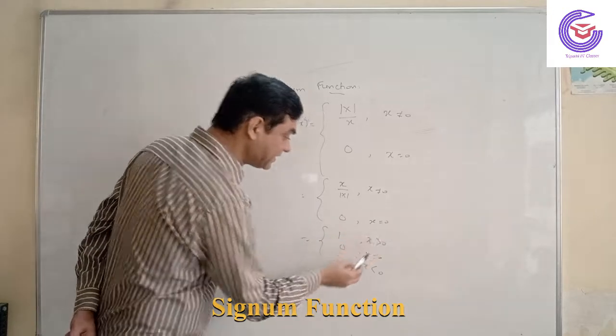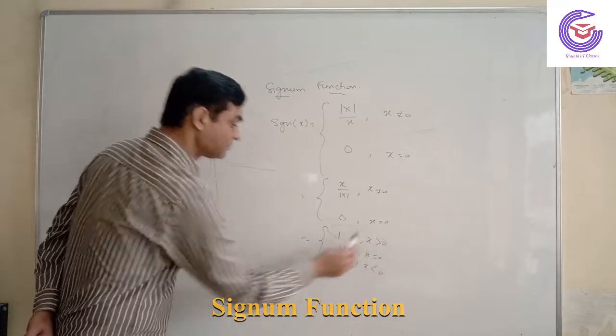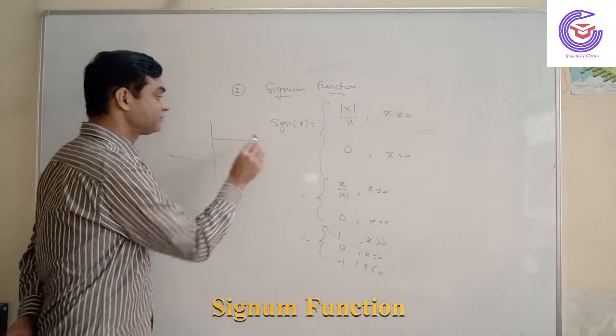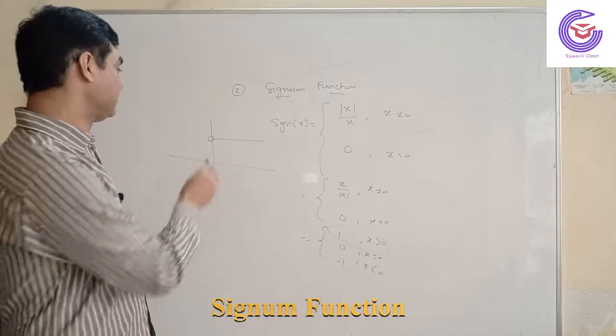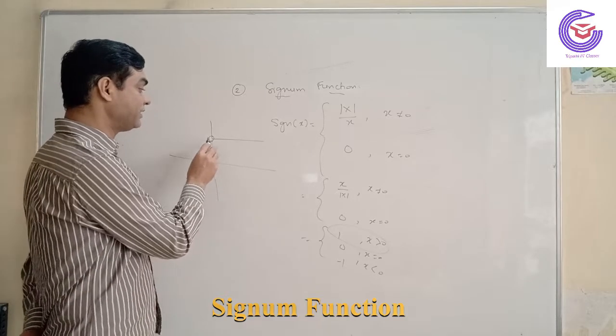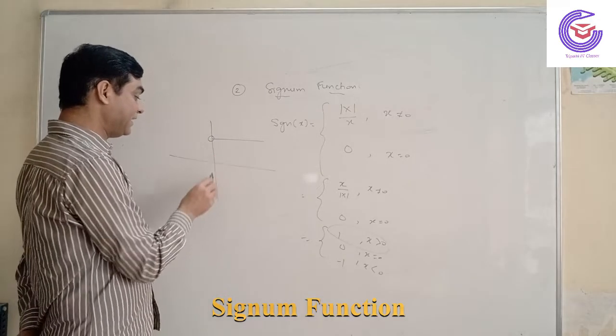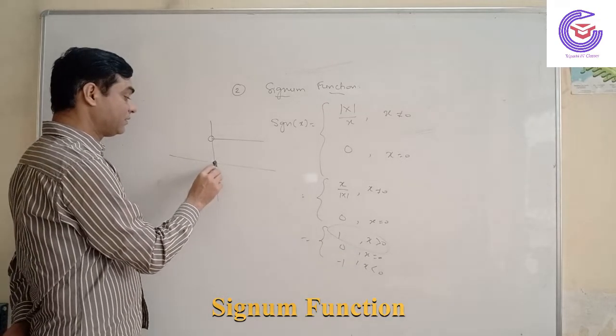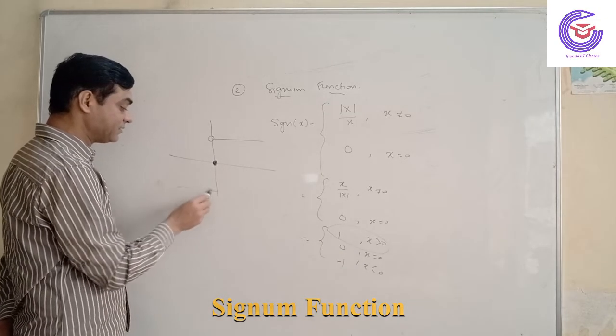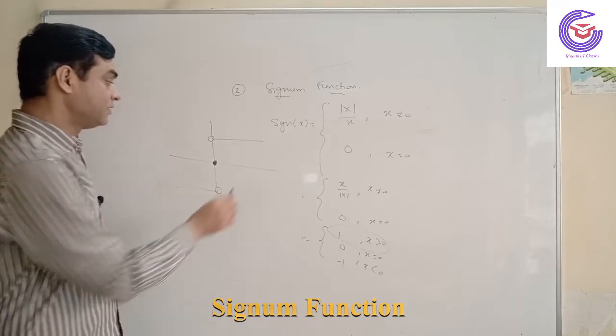So when x is greater than 0, here it's just a round circle that is not filled up, so it is excluded basically. And for x equal to 0, this is the filled one, and again this one is the open one.